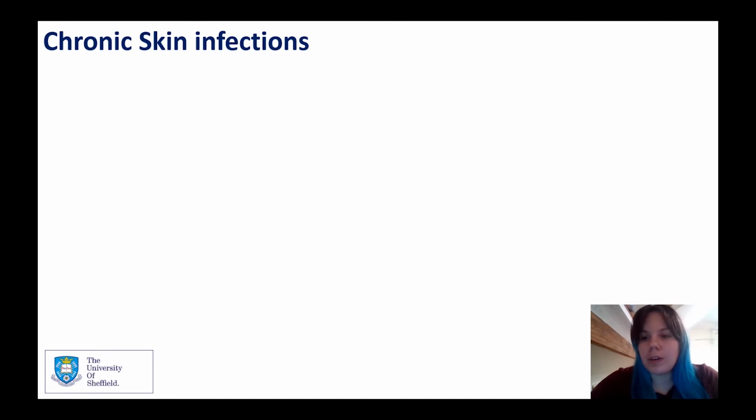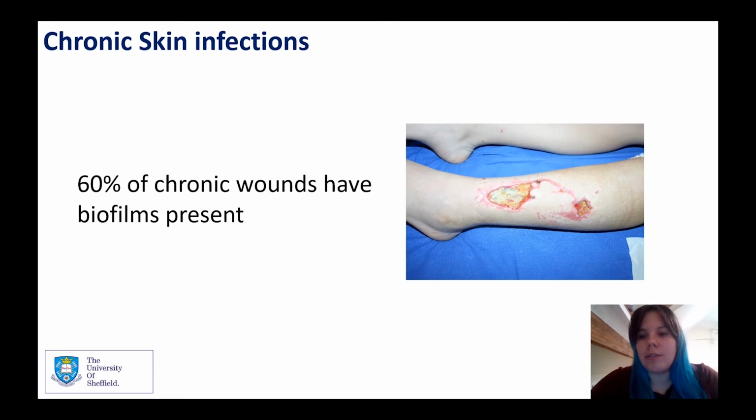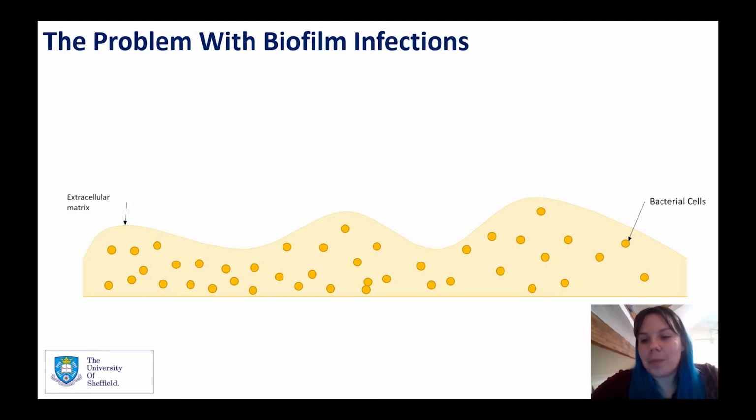Well, they're often found in chronic skin infections, so 60% of chronic wounds have a biofilm present, compared to only 6% of acute wounds. And these chronic infections are slow to heal. They often need repeated or extended use of antibiotics, which is not very good antibiotic stewardship, and there's also increased risk of complications because these infections can penetrate deeper, become systemic infections or bone infections, which require more drastic treatment options.